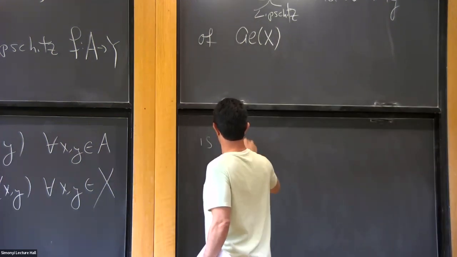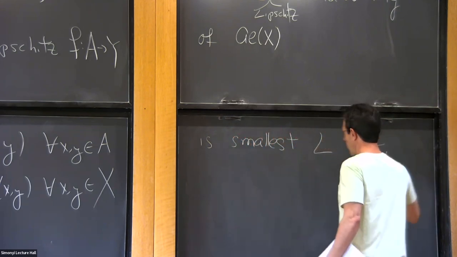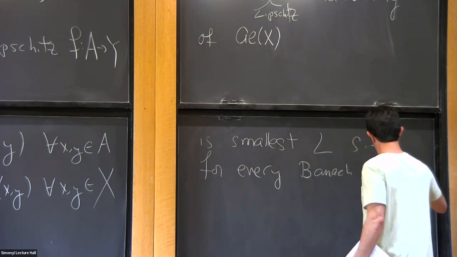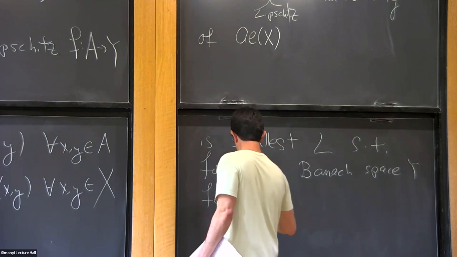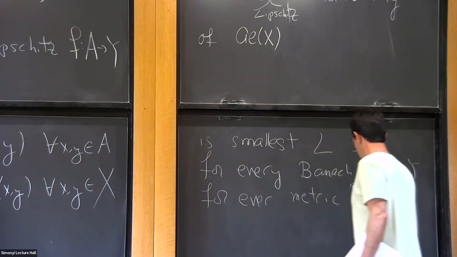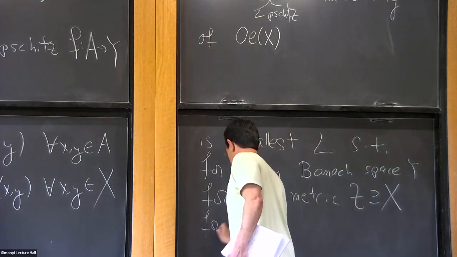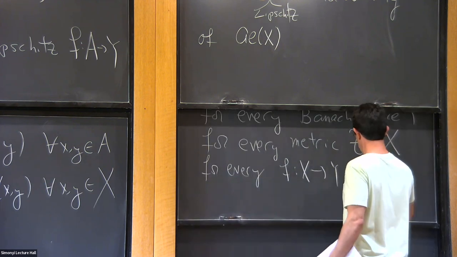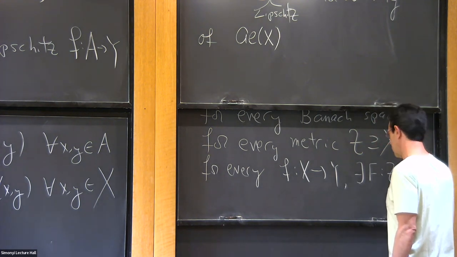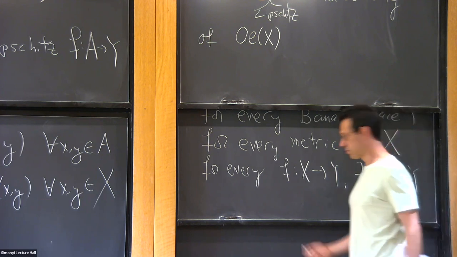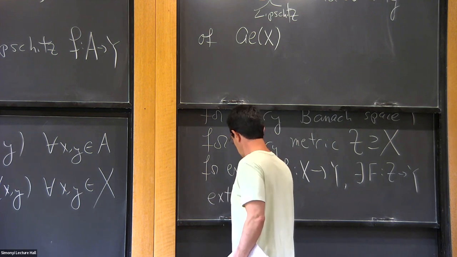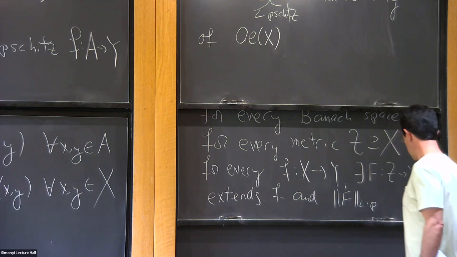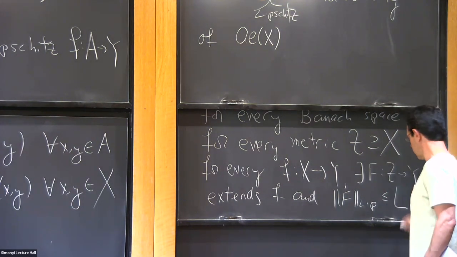So it is the smallest L such that for every superspace. So again, for every Banach space Y as before, for every metric space Z which contains X, and for every F from X to Y, there exists F defined on the superspace that extends F as before. And this Lipschitz constant is at most L.